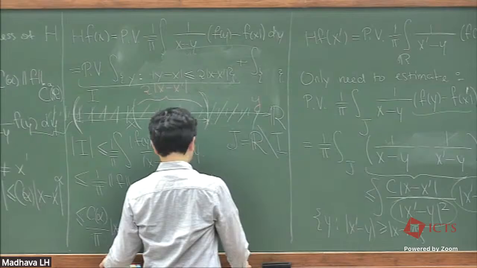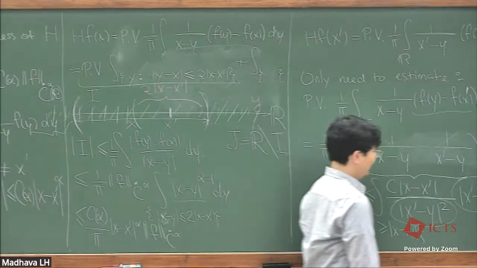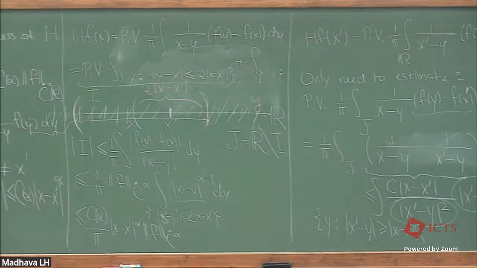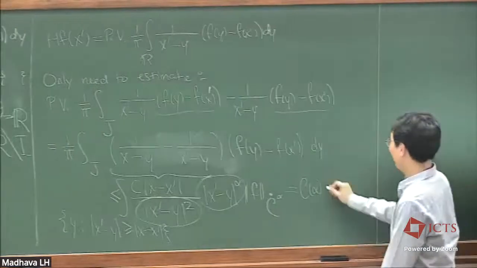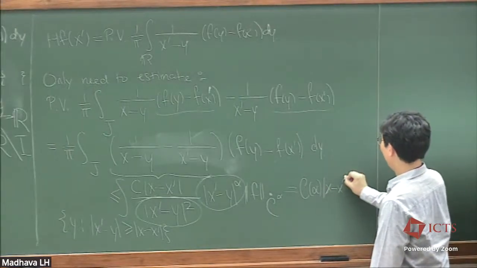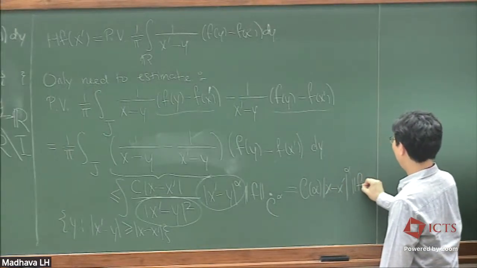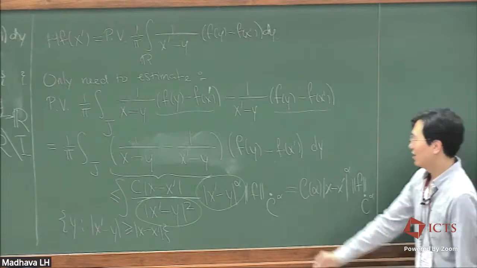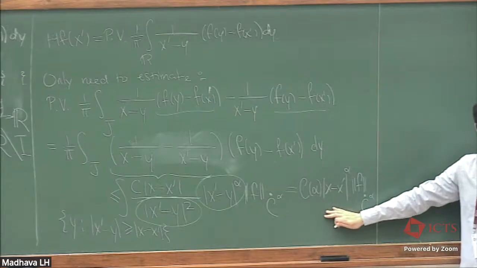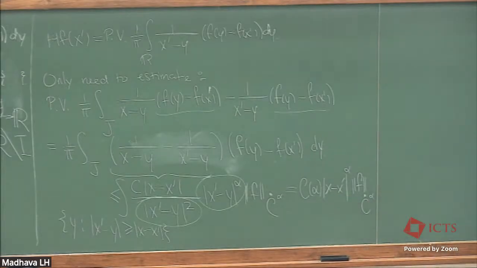So if you do this integral correctly, then you just get that this is exactly some constant, again depending on alpha, times |x minus x prime| to the power alpha, times the homogeneous C alpha norm of f. Now this is exactly this. So that's the end of the proof. Any questions?